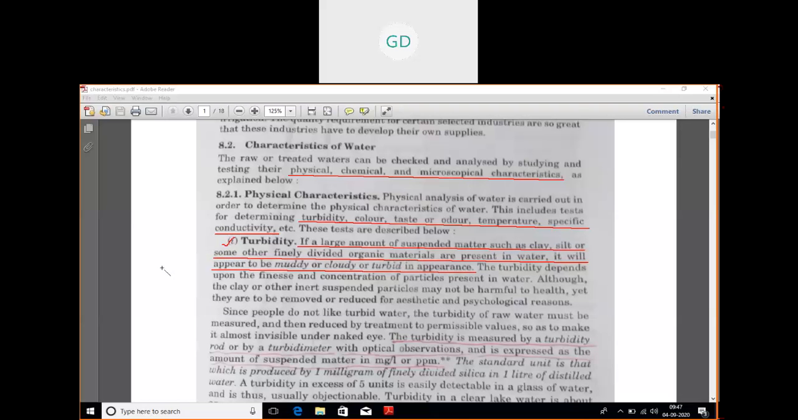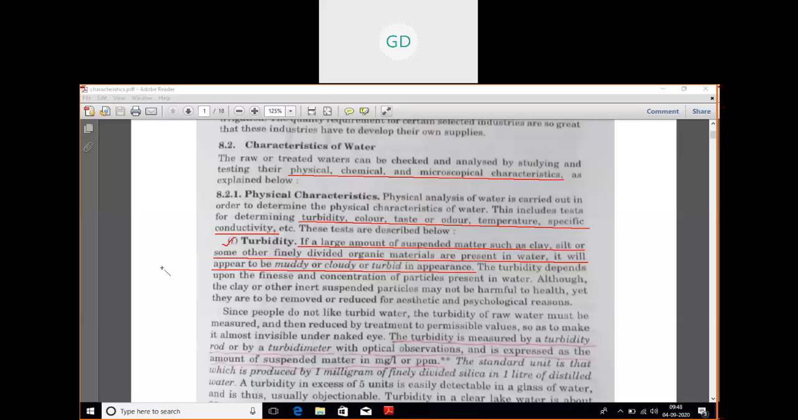So these muddy things, this clay or silt or sand, or the vegetation, suppose you can drink that water. If it is present in some amount and you drink that water, that sand and silt will not harm you, not to that extent. But will you be able to drink that water?